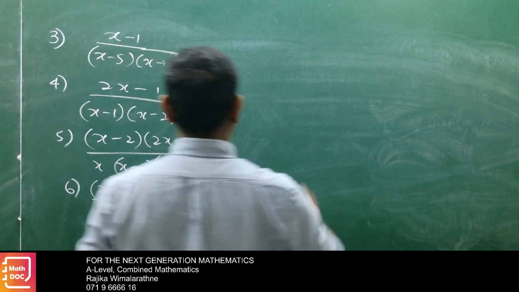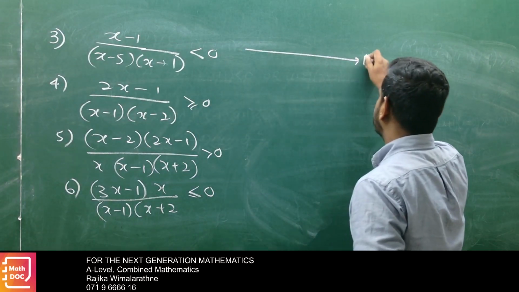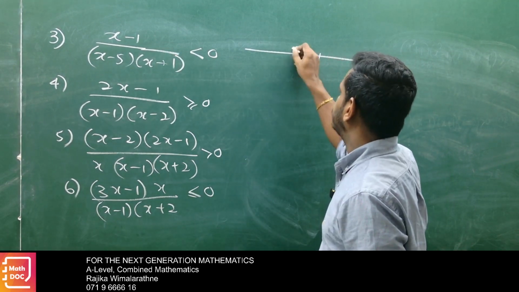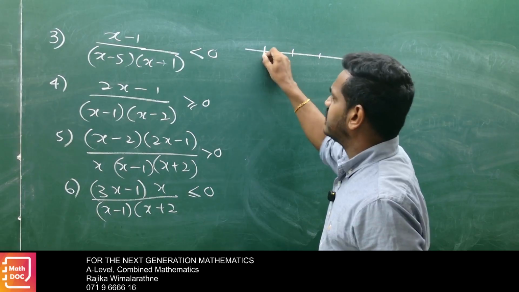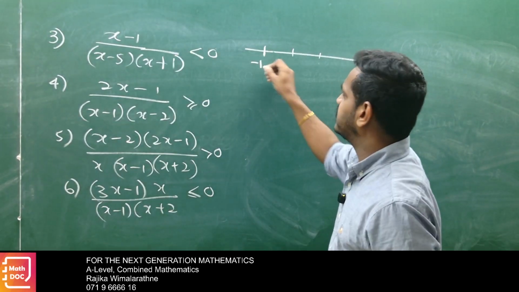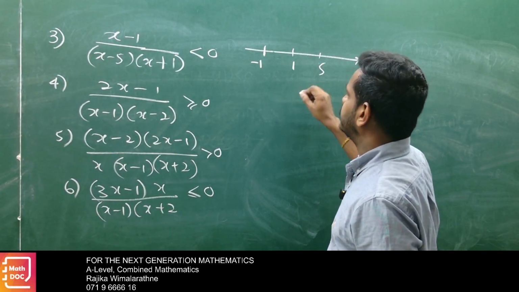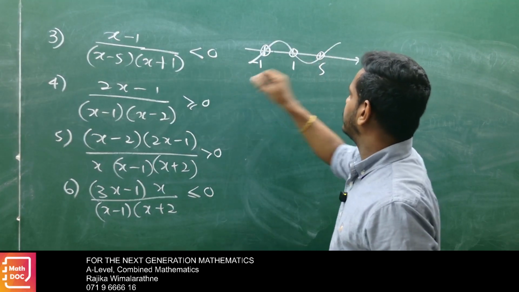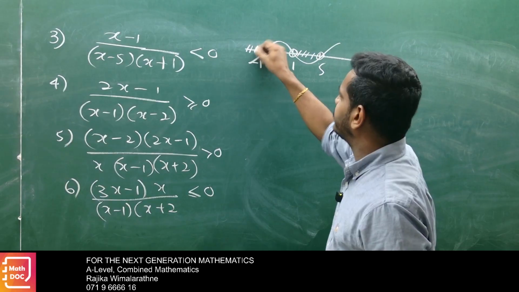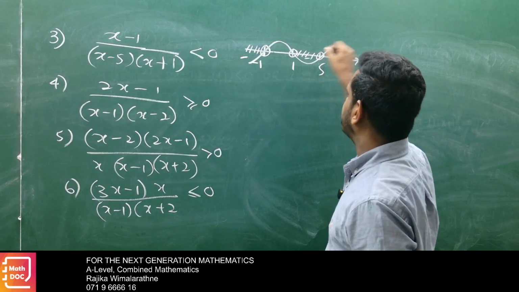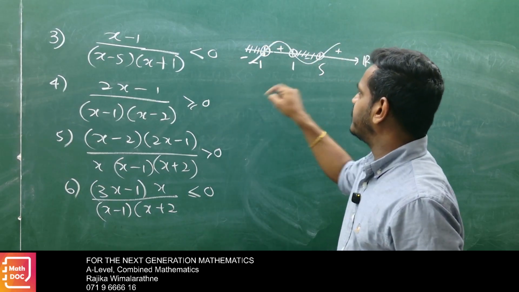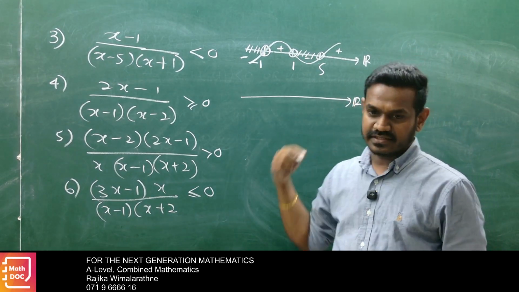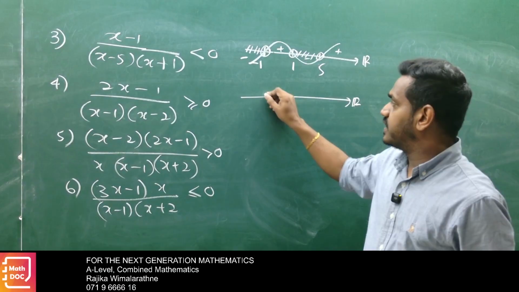Okay, check your answers. Here 0, 1, 5, minus 1. Here minus 1, 1, 5. Don't have any equal here. Then negative region here and here. Minus, minus, plus, plus. Less than minus 1, in between 1 to 5. Finally, right answer.